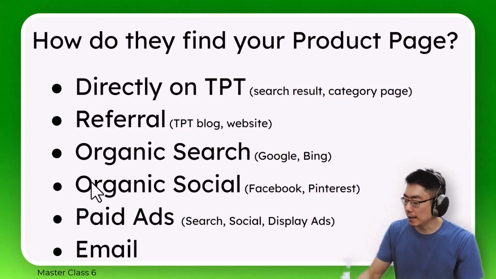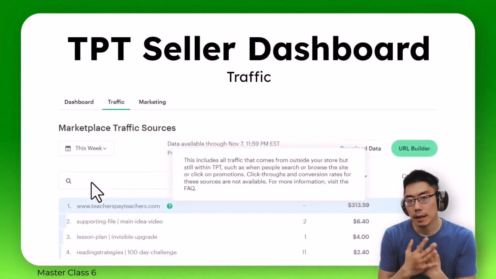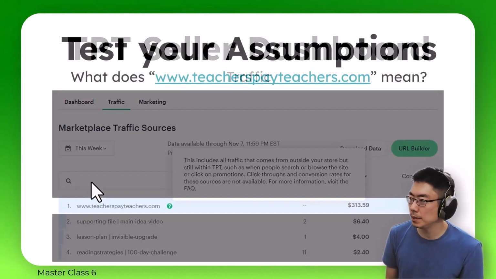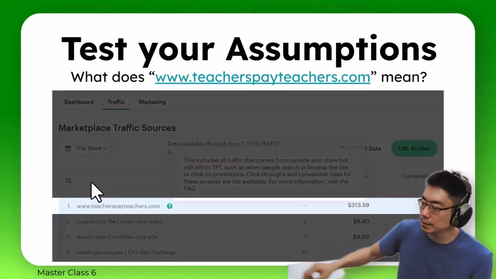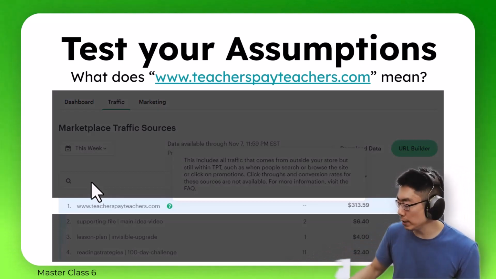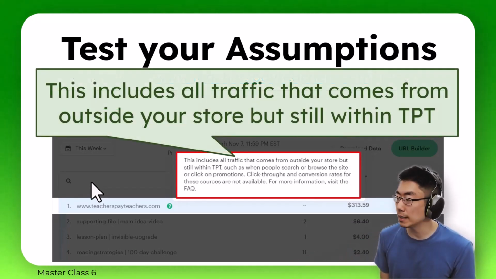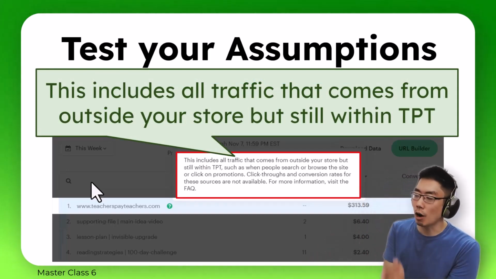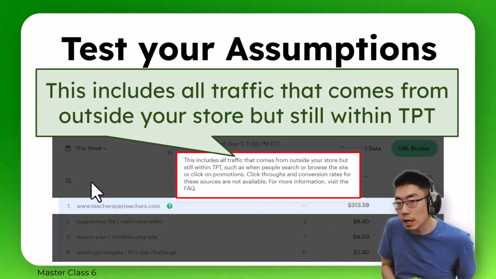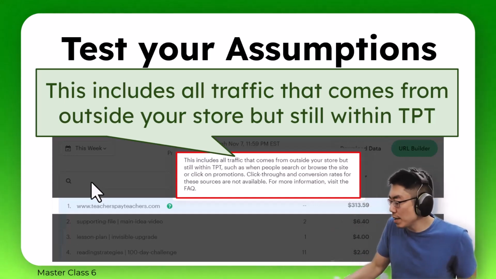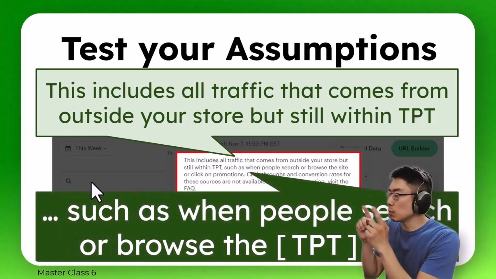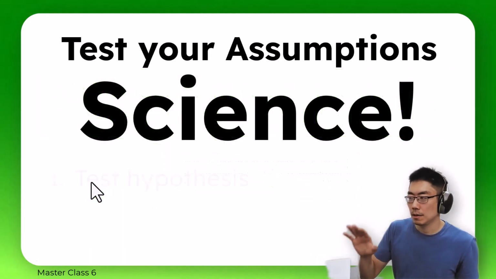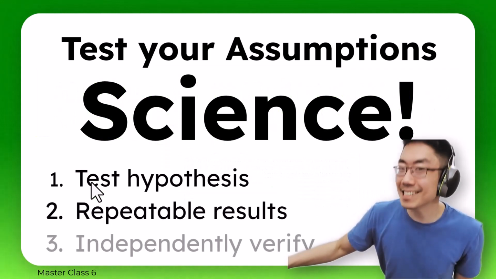I'm a big fan of testing assumptions, and this is the traffic dashboard. At the very top of the TPT Seller dashboard for traffic, you can see it says teacherspayteachers.com with a little green question mark. If you click on that question mark, it says that the teacherspayteachers.com traffic line includes all traffic that comes from outside your store, but still within TPT, such as when people search or browse the TPT site. So let's test our assumptions.